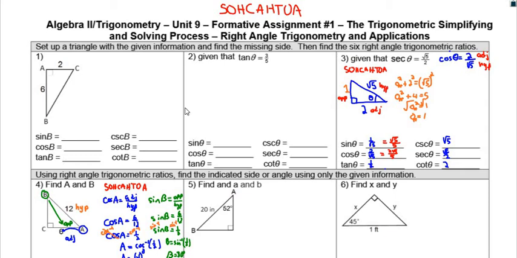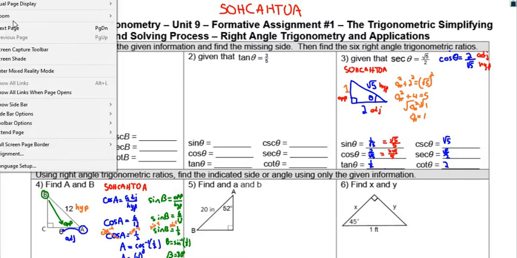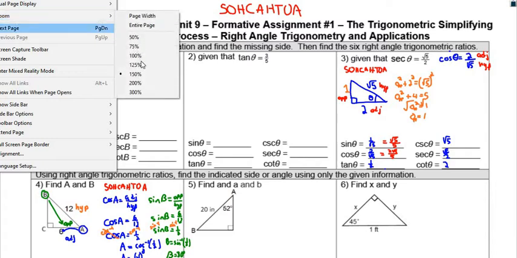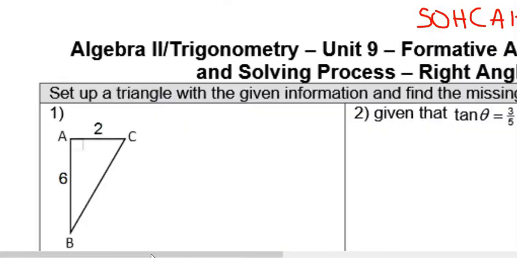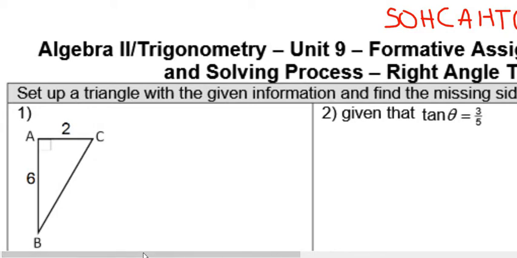Take a look at some critical problems from this first formative assignment for right-angled trigonometry, the very beginning of trig. We'll start by zooming in on problem number 3, because I think it's probably the most tricky of the top. Like this one, you have a triangle, it's pretty easy.